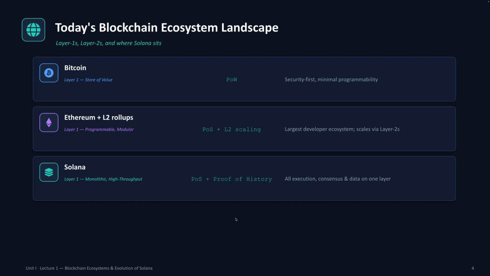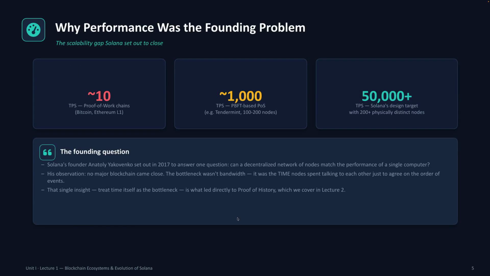At last, we have Solana. Solana is again a layer 1 blockchain. However, it follows a monolithic architecture. That is, the consensus, execution, data, each of these things is executed by a single node, or the execution happens at the same level. Solana uses the proof of stake plus proof of history consensus algorithm. When we say monolithic, all execution, consensus and data reside on a single layer. In case of Solana, why was performance the founding problem?